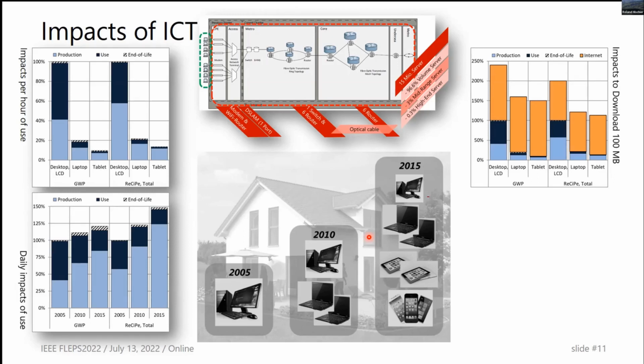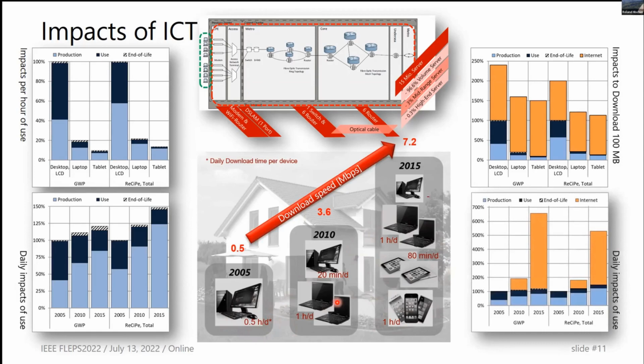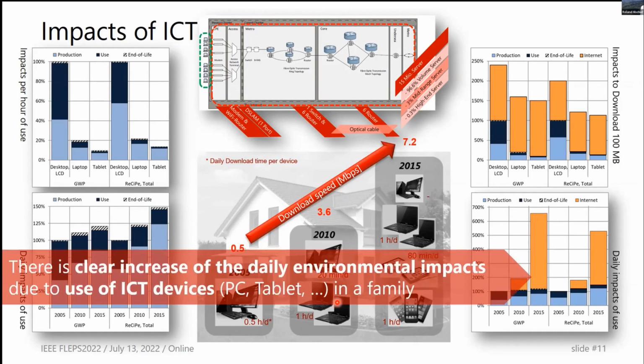And again, on a time scale, the download speed over the past 20 years was increasing, which means that nowadays we are connected to the internet much longer than we have been in the past. And so if I sum up such a scenario, then we see that obviously the internet impacts are the main impacts. And overall, we see that there is a clear increase of the daily environmental impacts due to the use of the different ICT devices that we have in a family nowadays.